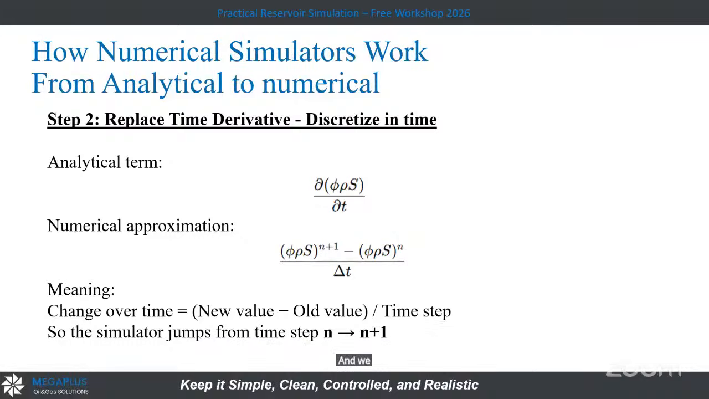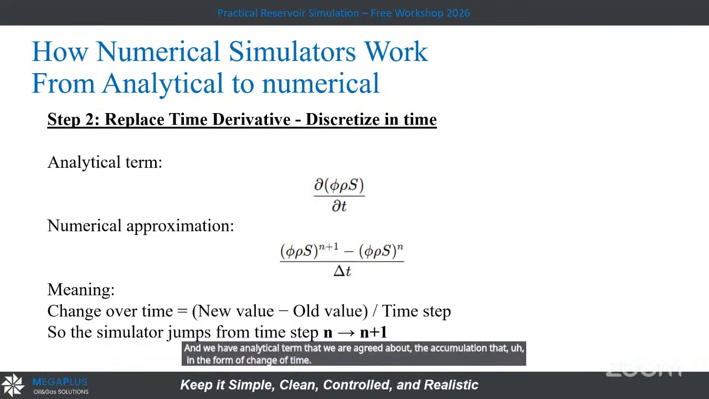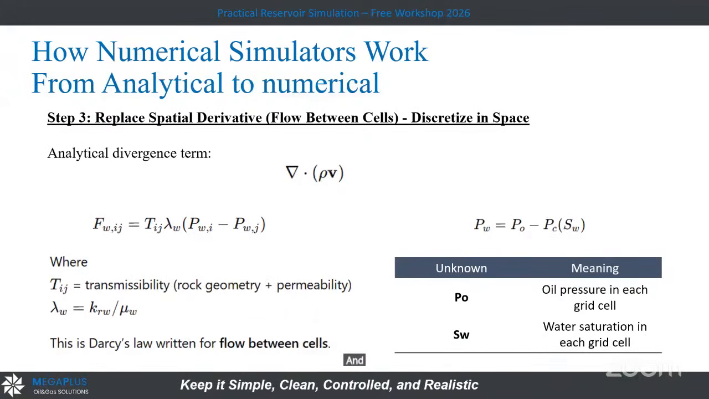And we have the analytical terms that we agreed about: the accumulation, in the form of change over time, and the flux, which is called the storage, and the mass flux that depends on Darcy's law. Then it is translated from analytic to numerical: transmissibility multiplied by the mobility, which is permeability over the viscosity, and delta P in I, J, and K for each fluid.